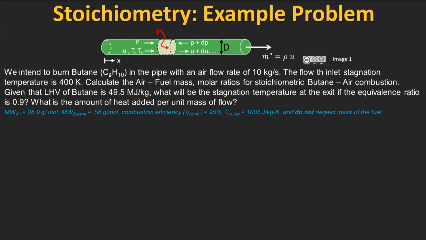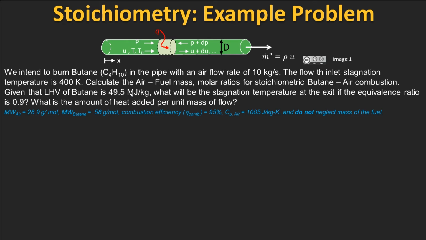In addition, we are also asked to compute stagnation temperature at the exit and heat added per unit mass of flow if the equivalence ratio is given to be 0.9. And LHV of butane for combustion is given to be 49.5 megajoules per kilogram. Recall that the heat added per unit mass of flow is an important quantity and is used in our formulation of flow with heat addition.